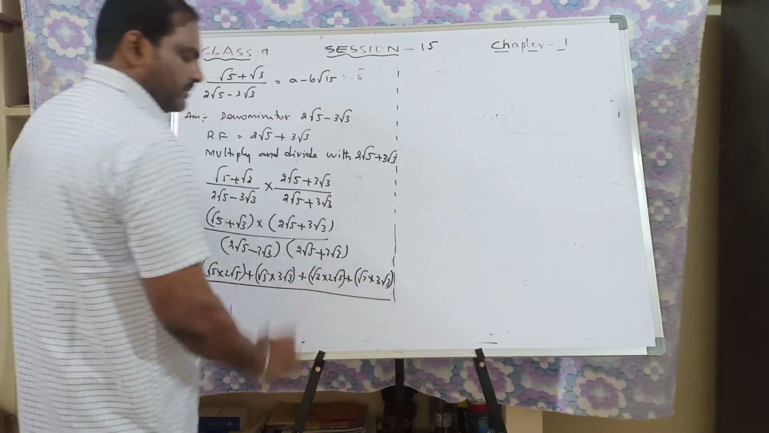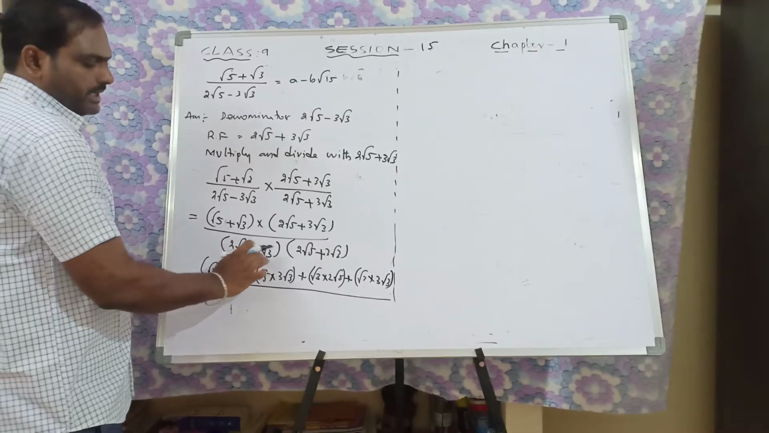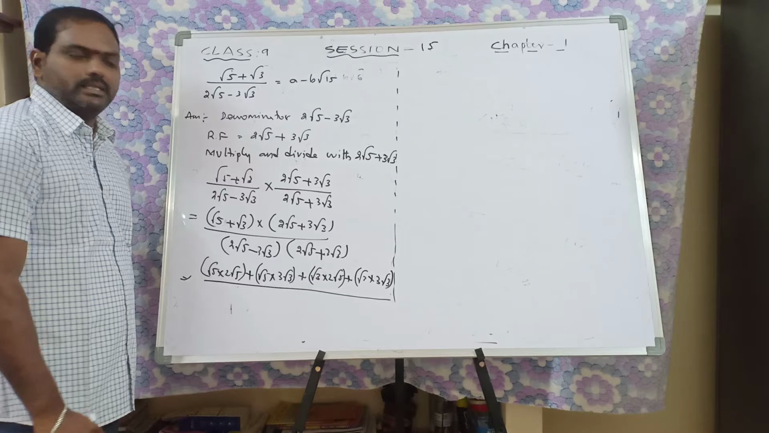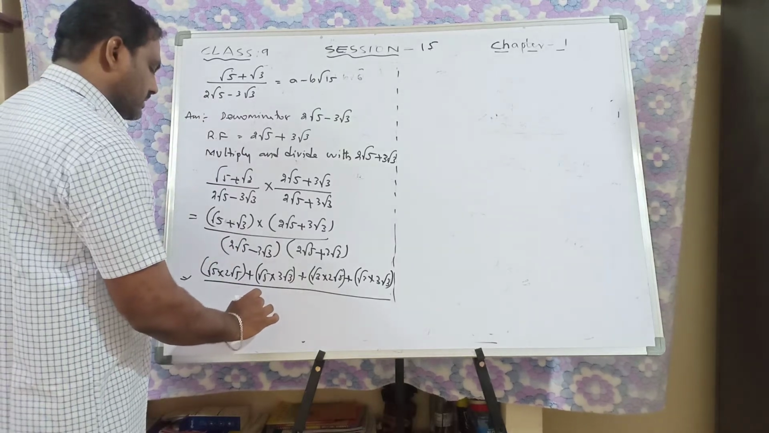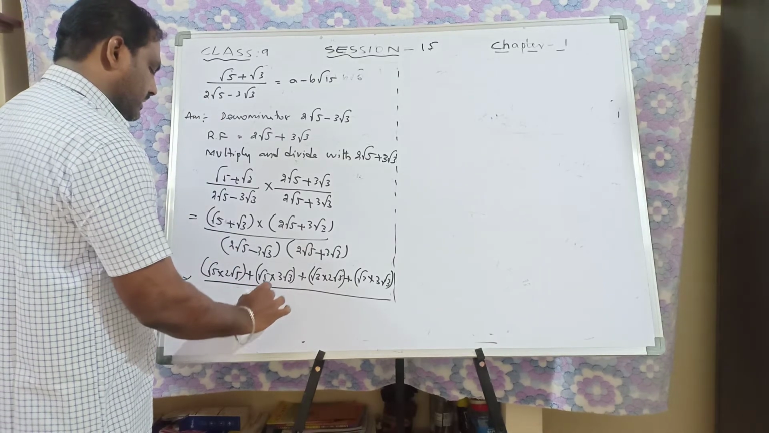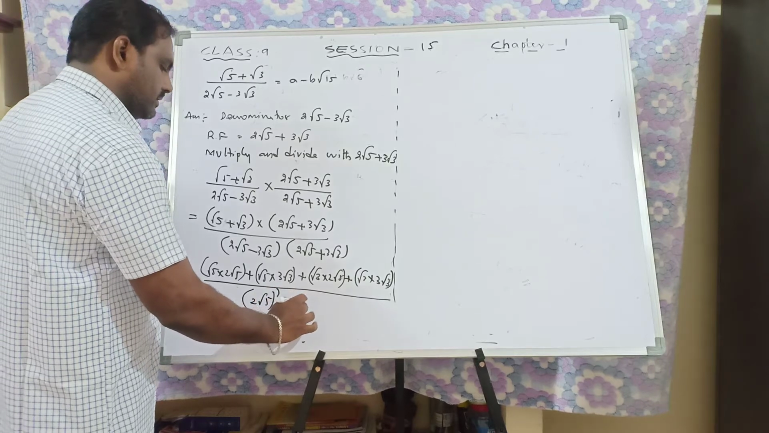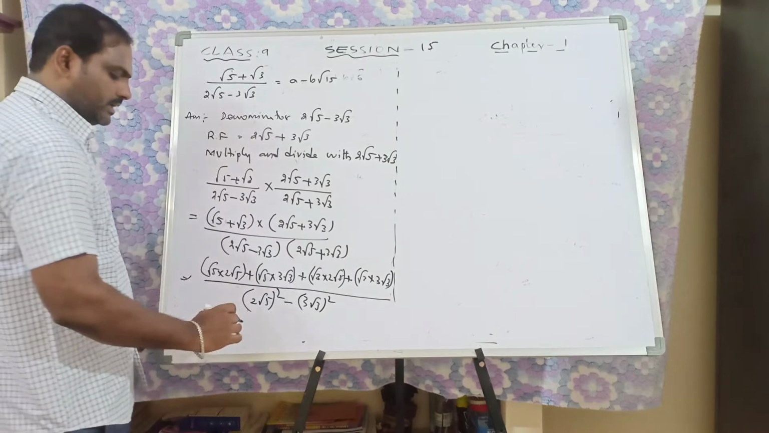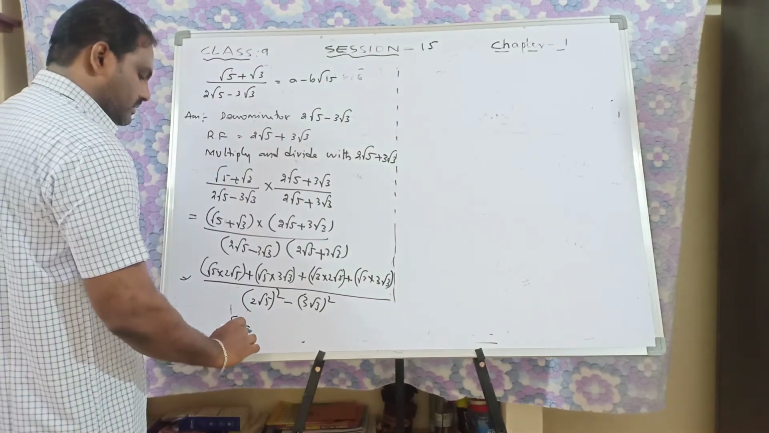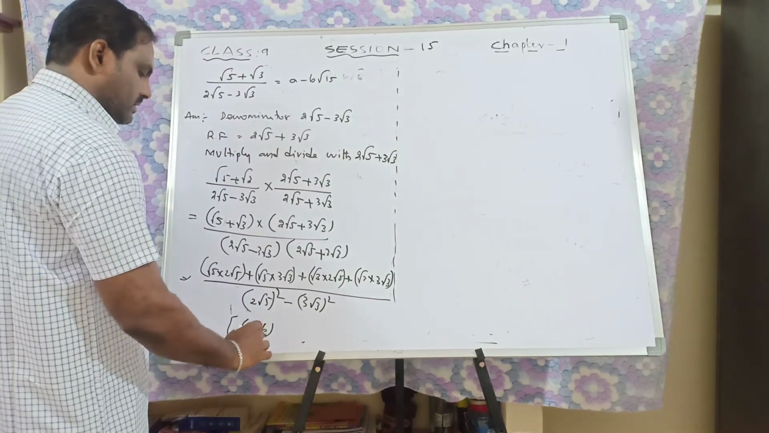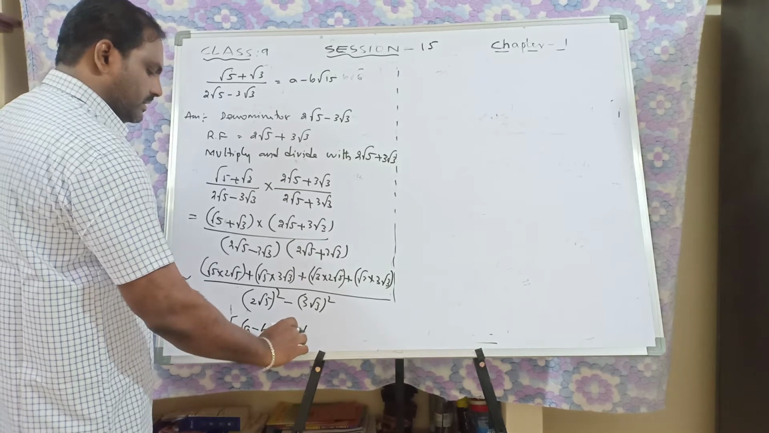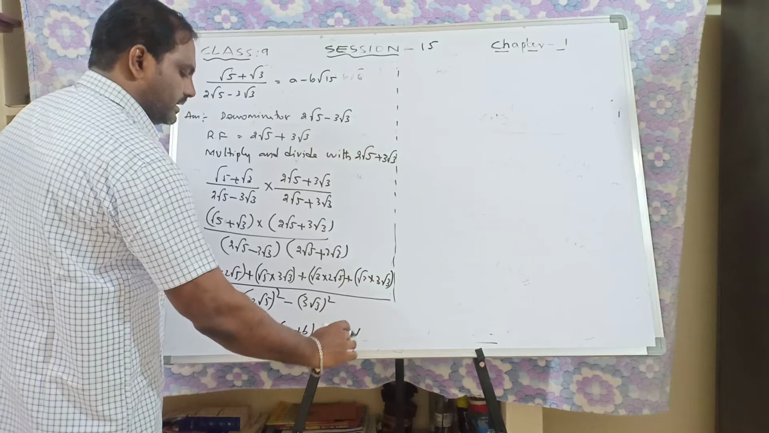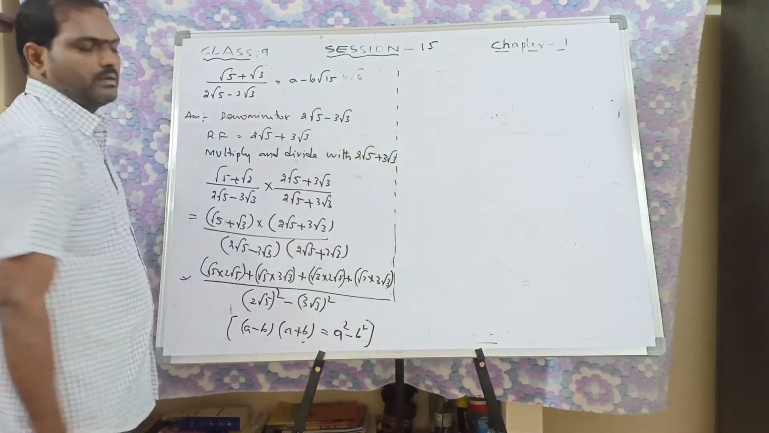Next, look at this, a minus b into a plus b. So what is the formula? a minus b into a plus b is a square minus b square. That means we will get 2 root 5 whole square minus 3 root 3 whole square. We have to write this, since the formula is a minus b into a plus b equals a square minus b square.